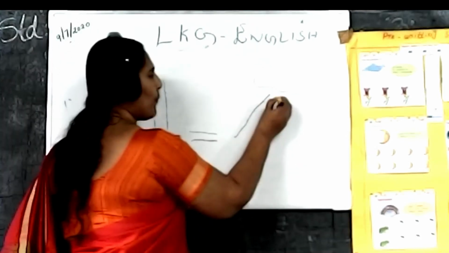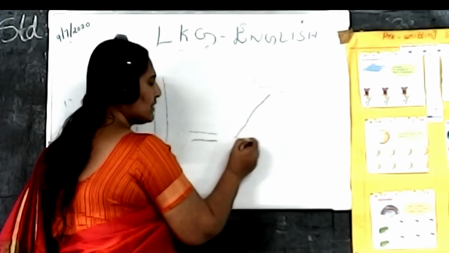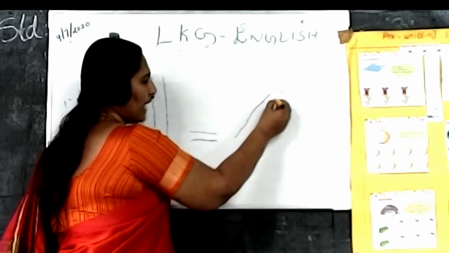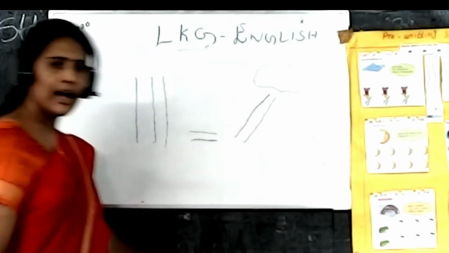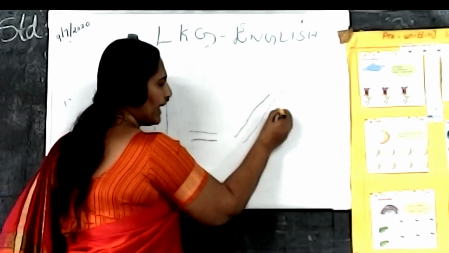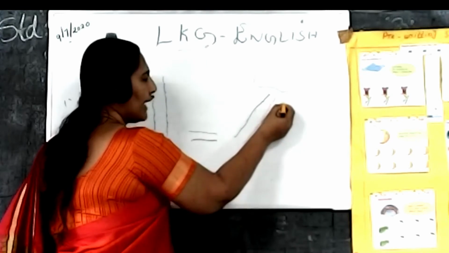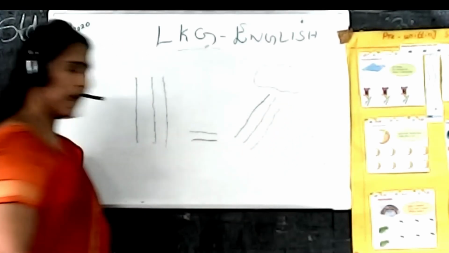Once again, I put dots. 1, 2, 3, 4, 5, 6 dots. I draw a dotted line. Over the dotted line, I get a slanting line. Next step, raindrops falling down in a backward slanting line. Okay, I get a backward slanting line.